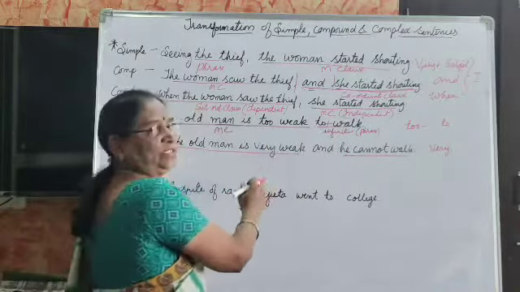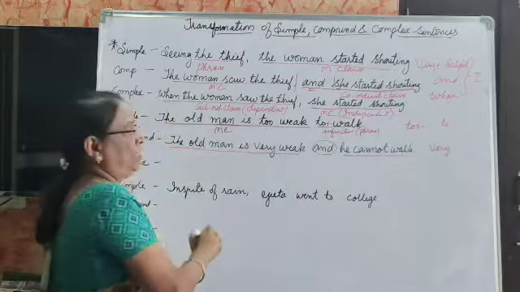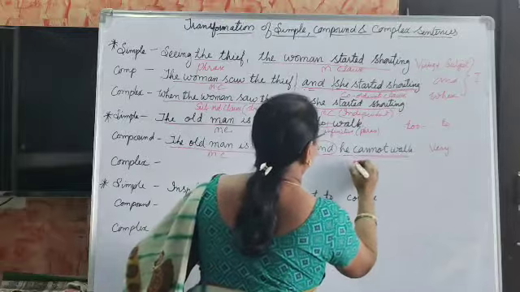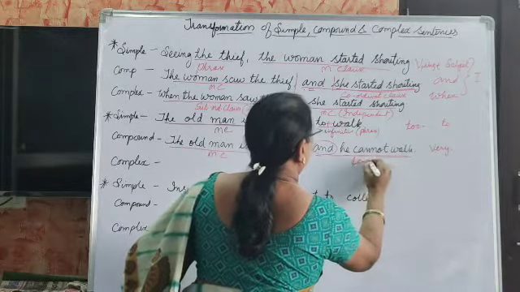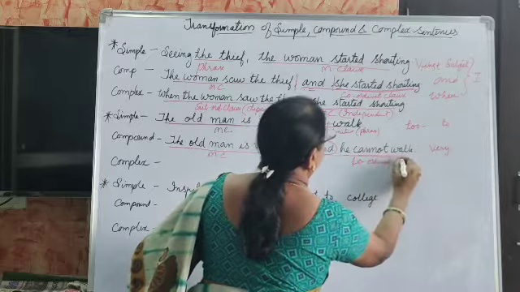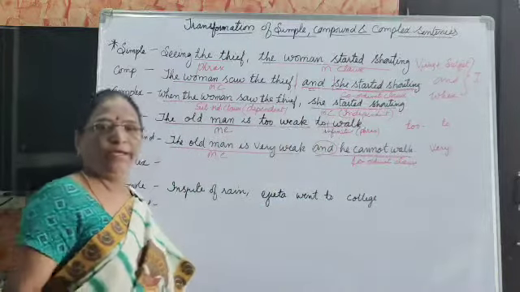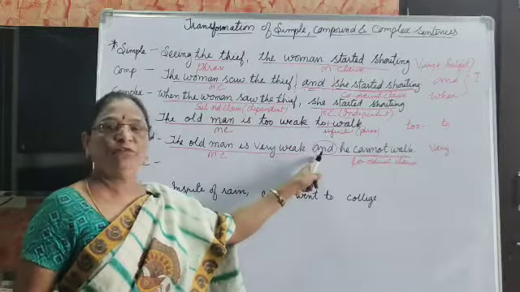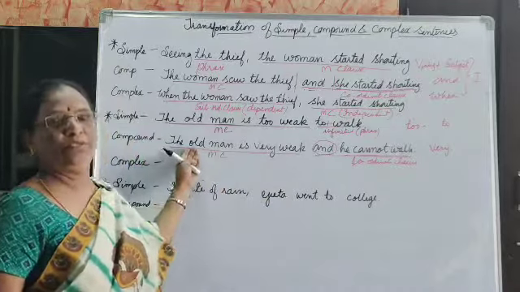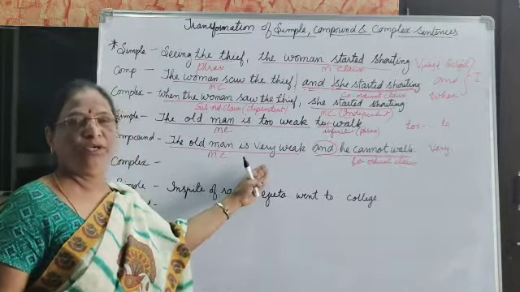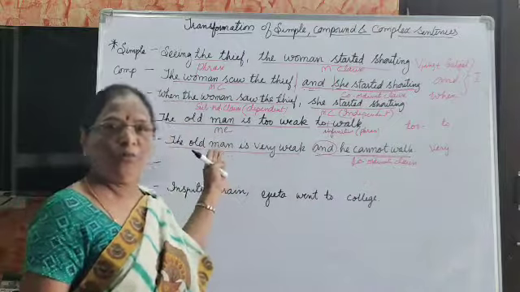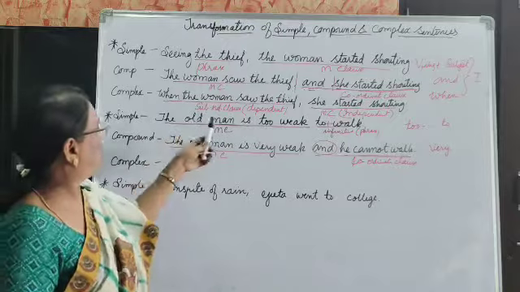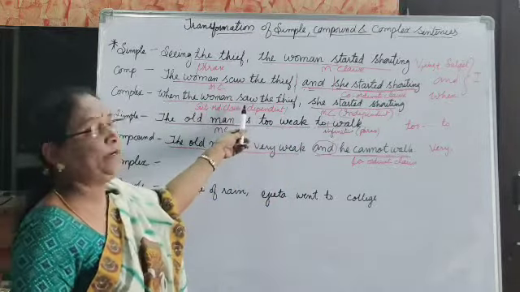We join these two sentences with the help of a conjunction, isn't it? So this is the main clause and "he cannot walk" is the coordinate clause. In a compound sentence, we join two independent sentences with the help of a conjunction. We have two independent clauses in a compound sentence, whereas in a complex sentence, we have one independent clause and one dependent clause.